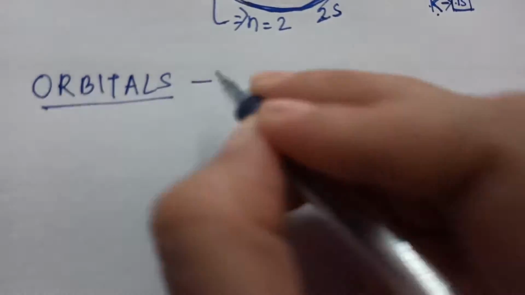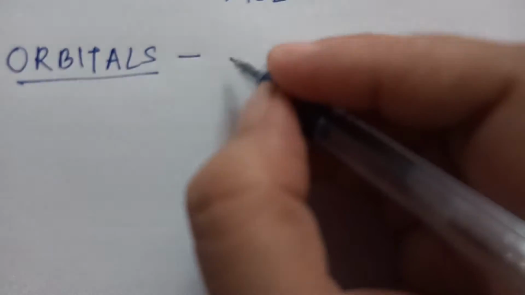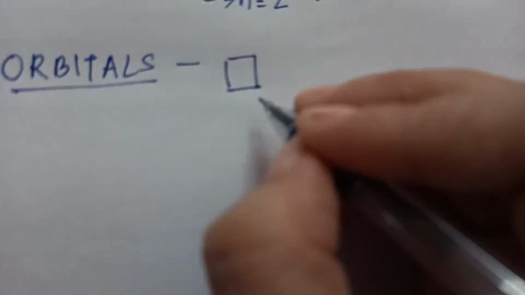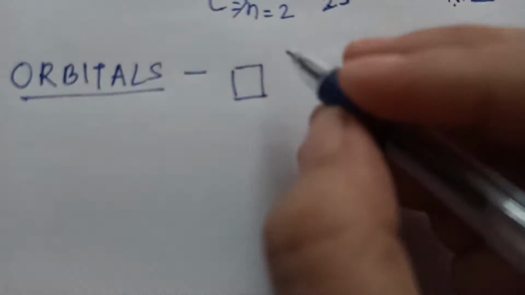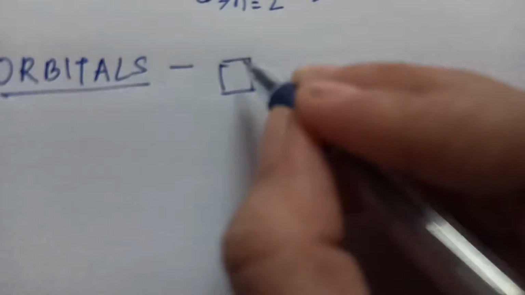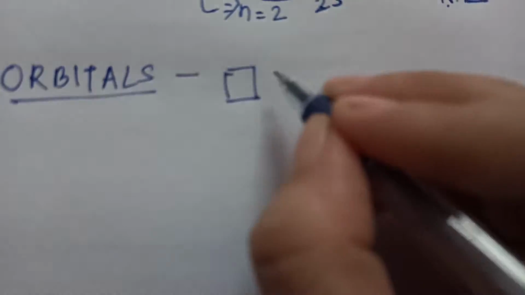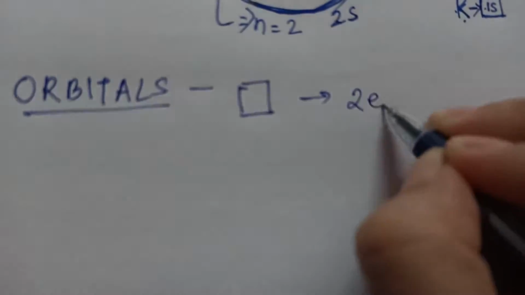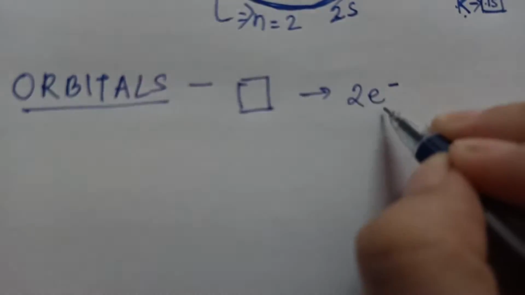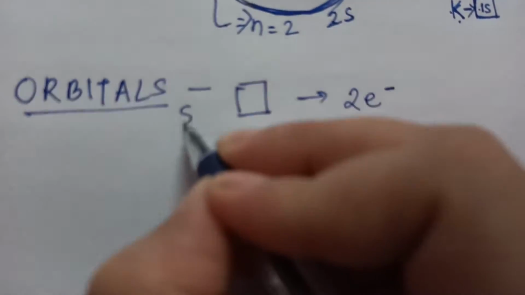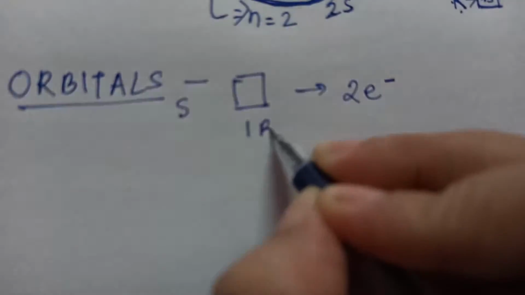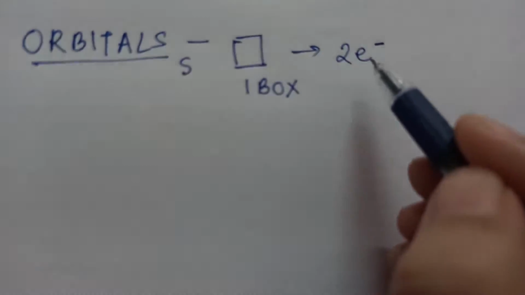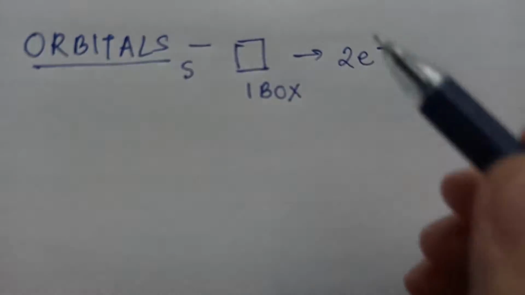What is an orbital? Theoretically you might have studied s orbital, whether it is 1s, 2s, 3s, 4s, 5s, whatever s it is. It has one square box, and the maximum capacity of holding electrons by s orbital is 2 electrons. So s orbital has one square box, and this one box can hold a maximum of 2 electrons.